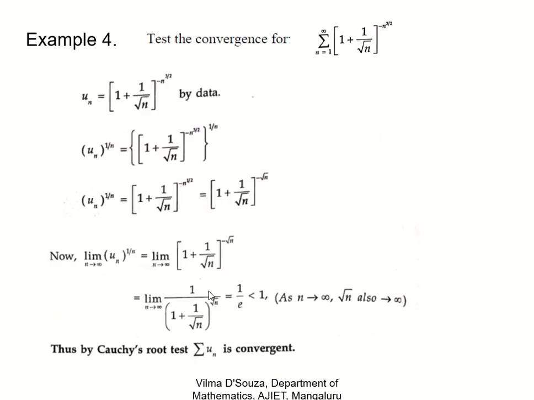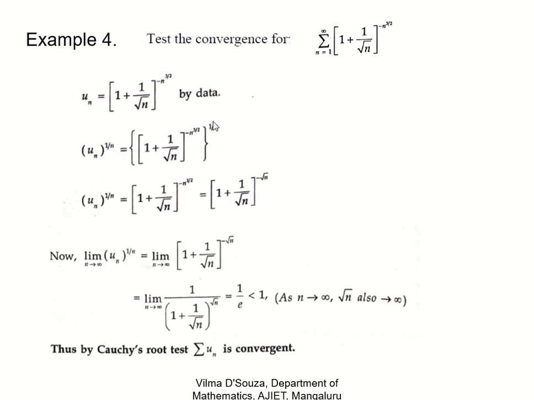You have one more problem here, then we will go to the next test. Test the convergence for summation 1 plus 1 by root n to the power minus n to the power 3 by 2. So un is 1 plus 1 by root n to the power minus n raised to 3 by 2. So what is un to the power 1 by n? You can observe here: 1 plus 1 by root n to the power minus n to the power 3 by 2, into 1 by n. N to the power 3 by 2, 1 by n is n to the power minus half. So n to the power 3 by 2 into n to the power half. So that is n to the power 3 by 2 minus half, that is n. Right?